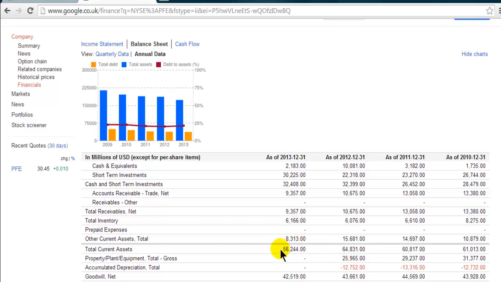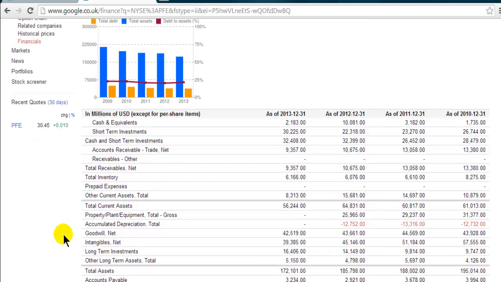Now, it went down big time. From 64,000, it went down to 56,000. So you want to see the trend of the total current asset, analyze it, ask the question why, try to find a why, and be a little bit curious. Now, we finish with the total current asset.